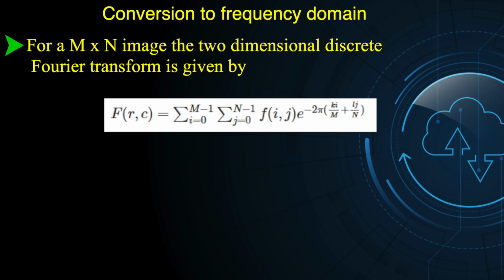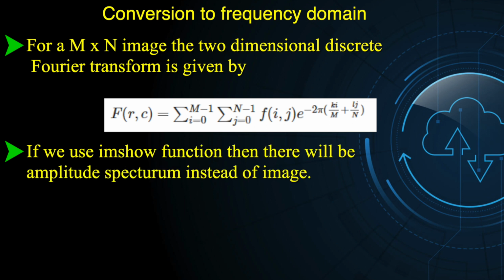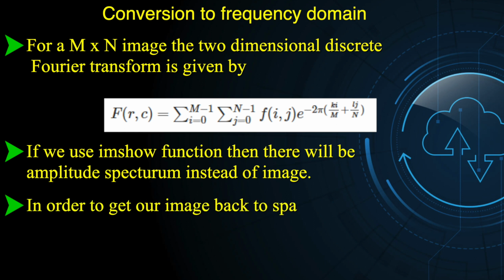So, if this equation is applied or computed on an image, you can write the function if you want, but there is a ready function available in the NumPy library. So, if we use the imshow function for this Fourier transformed image, then the amplitude spectrum will be available to us. I will show you.